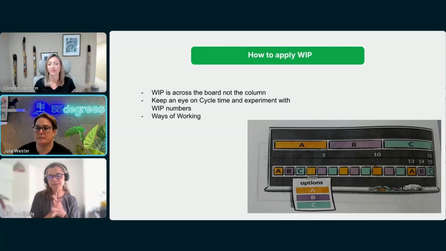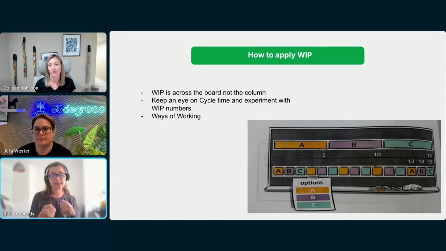But the first sign was people were burning out. People were bringing more stuff in. There was frustration. It would come out in retros. That's a very good place to start.